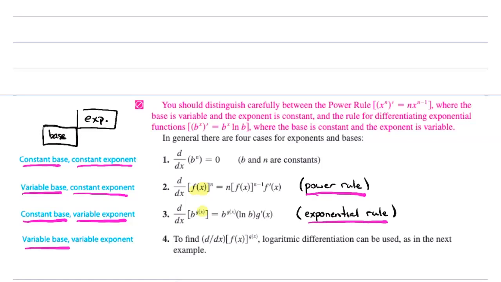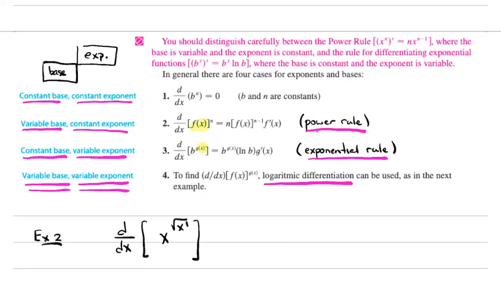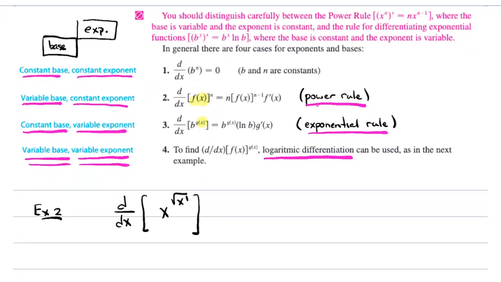All right. So neither of those rules applies if both the base and the exponent are variable. If that's the case, then you have to use this logarithmic differentiation technique. So let me show you an example. Scroll up a little bit here. I can unveil my example.